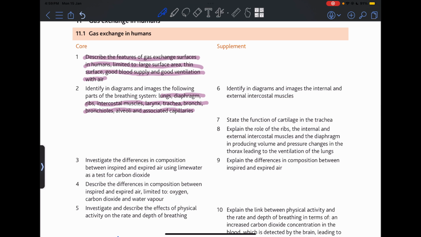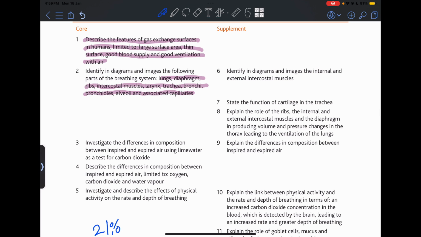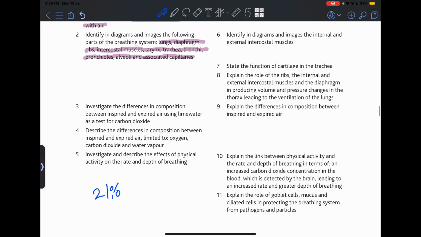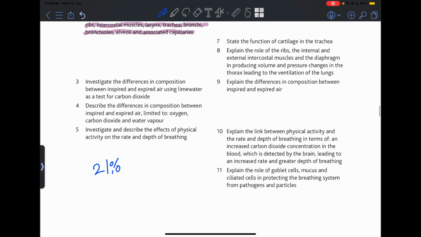Now, extended students have to identify in diagrams and images the internal and external intercostal muscles. These are very important in the breathing process. Number 7 says state the function of cartilage in the trachea. Number 8 says explain the role of ribs, the internal and external intercostal muscles, and the diaphragm in producing volume and pressure changes in the thorax, leading to ventilation of the lungs.